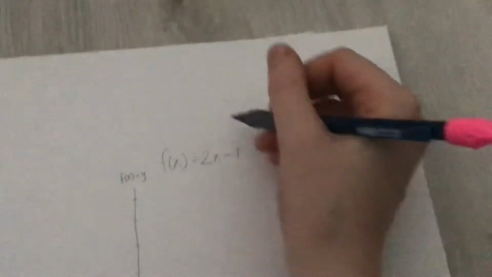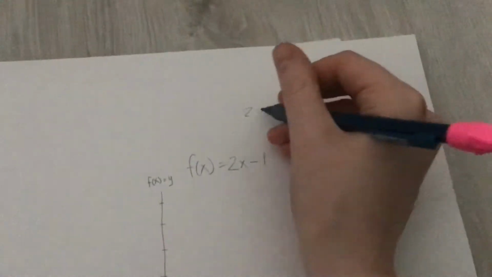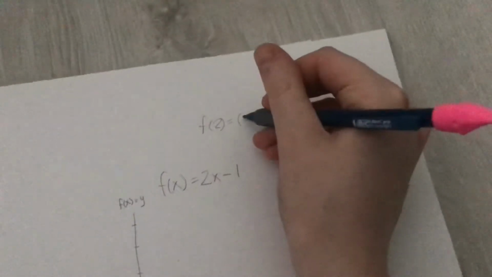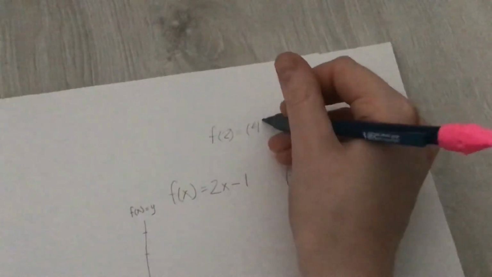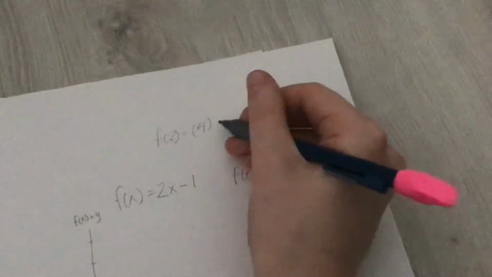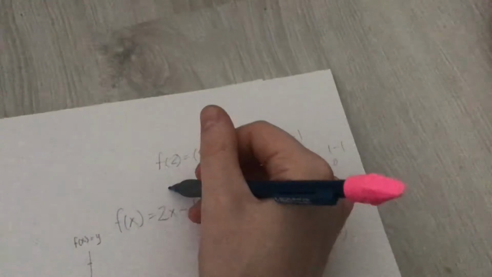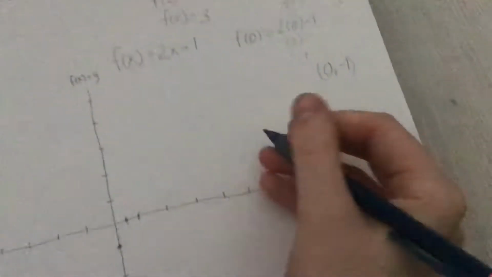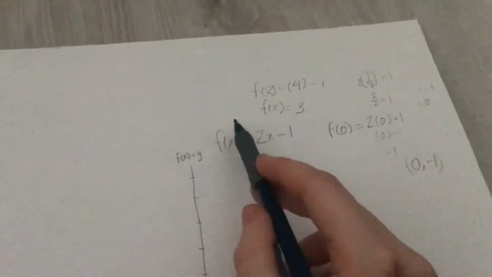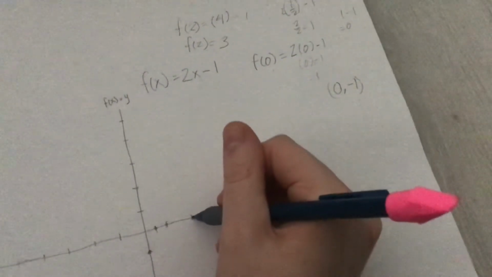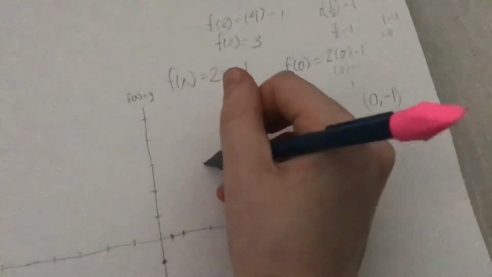We can do higher numbers. We can say f(2) is equal to, I'm going to say 4, because 2 times 2, and minus 1. 4 minus 1, we're going to say f(2) is equal to 3. So now we get this. No, wait, this is 2. The x is 2, and this one is 3.